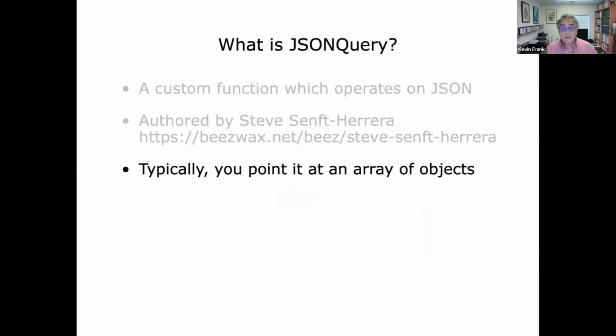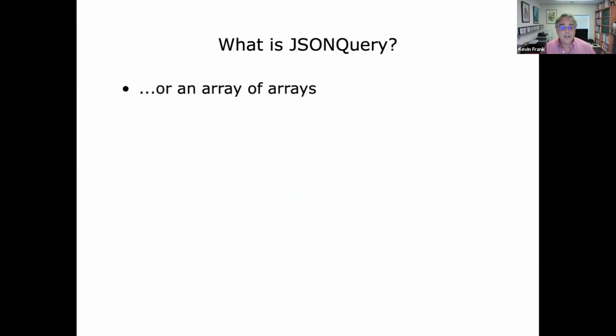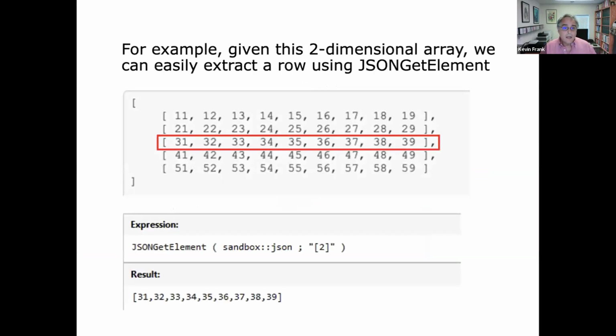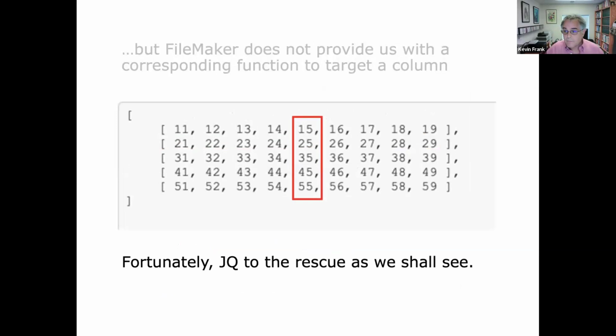With JSONQuery, the sweet spot is you pointed at an array of objects, and you often think of this as a found set of records where each object would be a record. Or maybe you've got an array of arrays. That's not the only way you can use it, but that is the sweet spot for JSONQuery, to analyze that sort of structure. For example, as some of you know, FileMaker is really good at letting us extract a row from an array, which is just using JSONGetElement. But they don't give us a corresponding function to extract a column. But JSONQuery is quite happy to help you with that.